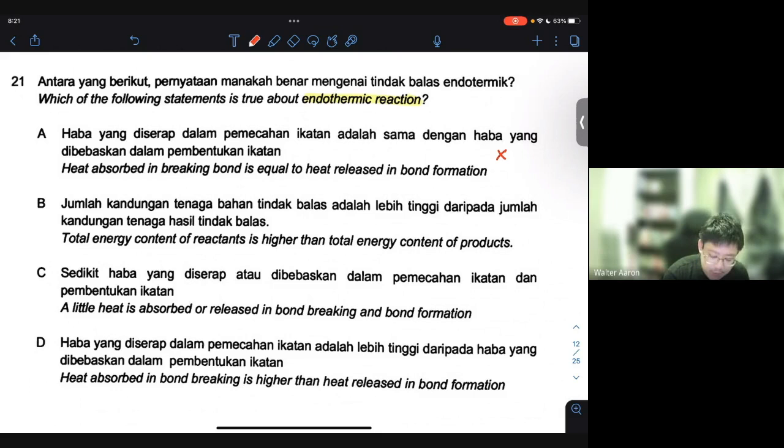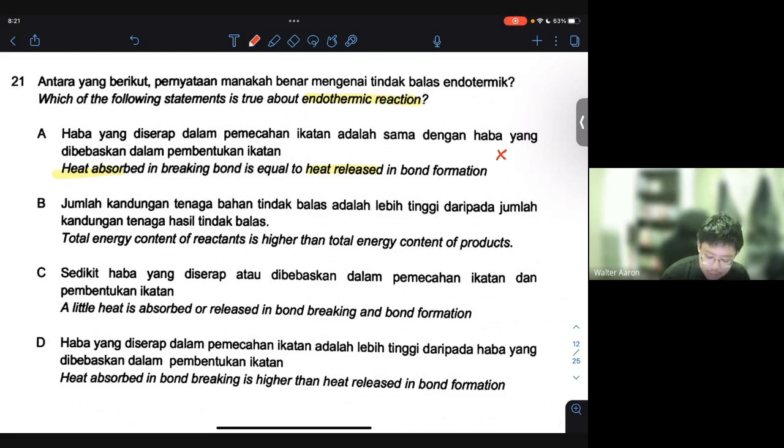Why? If your heat absorbed and your heat release is equal, then your delta H is 0. Your heat change is 0. How is it possible? If it's 0, then how can there be a value anymore, right? And there's no endo, there's no exo. It's just like now, room temperature. So therefore, it's wrong.